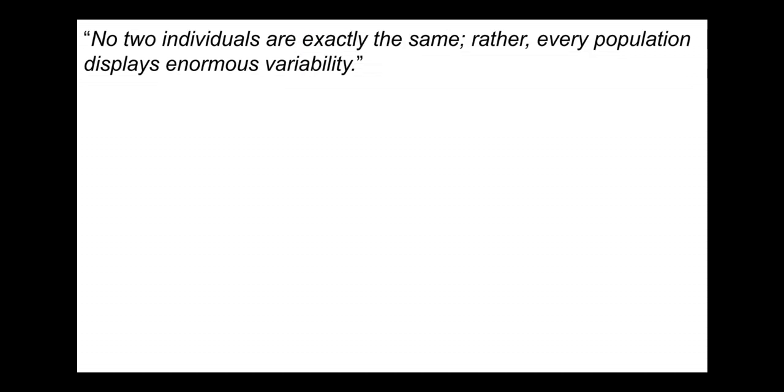So genetics observation 1: phenotypic variation occurs. It's a relatively straightforward observation, but it's a very important one. All populations have variability, and individuals in a population are not all identical. Mayr can't really say it any better than that, but I'll tell you the way that Ernst Mayr said it. No two individuals are exactly the same. Rather, every population displays enormous variability.